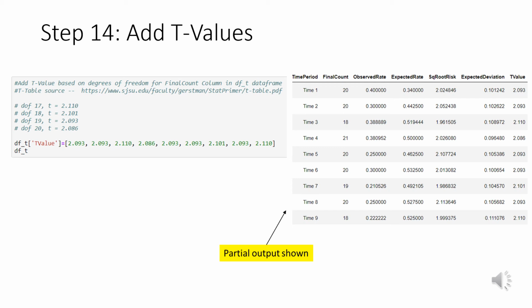We need to add the t-values into the df_t data frame, and we need to be sure that the degrees of freedom correspond to the values within the time 1 to time 9 data rows. So the degree of freedom of 17 has a t-value of 2.11. The degree of freedom of 20 has a t-value of 2.086.